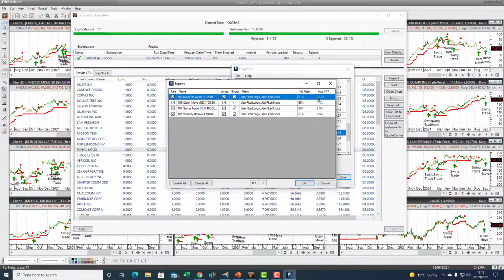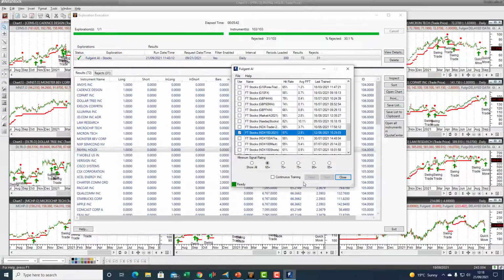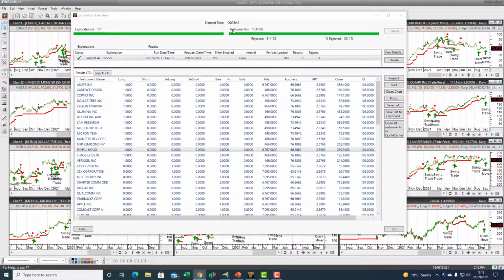The swing trade is 65% accurate on average, with 2.5%. Now, these are over thousands and thousands of trades, both long and short, so you can have an idea as to how successful it is. It's very, very successful. The volatility breakout's a little bit on the low side, 51% on average, but we tend to retrain the AI to improve the signals on that one, with average profit per trade of 2.5%. But nevertheless, very, very good trading statistics using the artificial intelligence engine. It took about 5 minutes and 42 seconds for the AI to run through the Nasdaq100 index members.